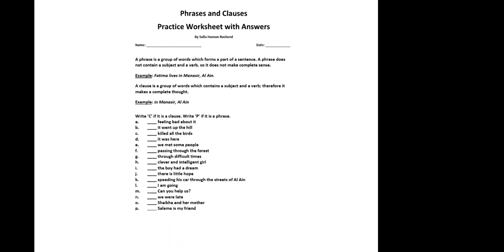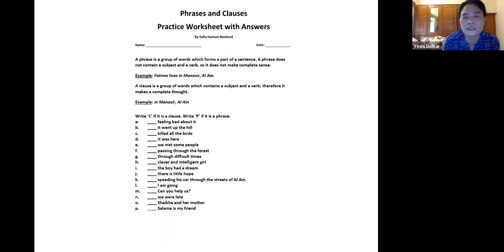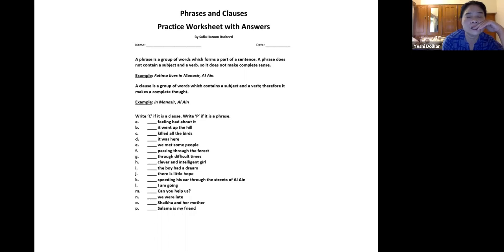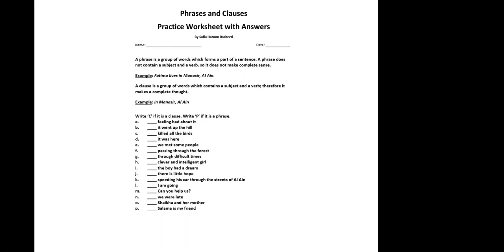This is an adjective phrase because clever is an adjective and intelligent is an adjective. So it's called an adjective phrase. Then, "The boy had..." Clause. Close. That's just close. Yes. Next one.